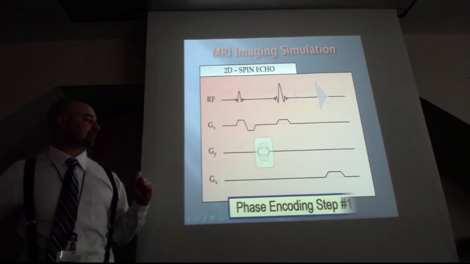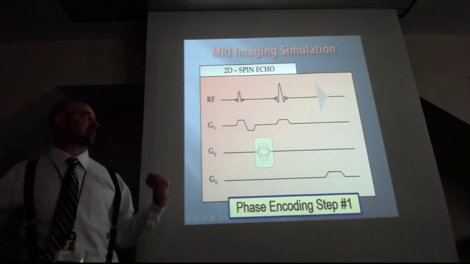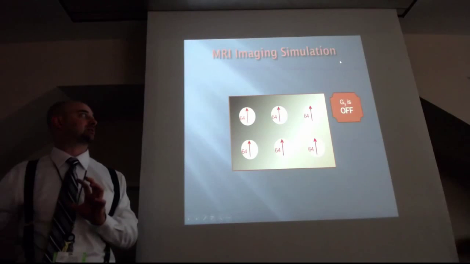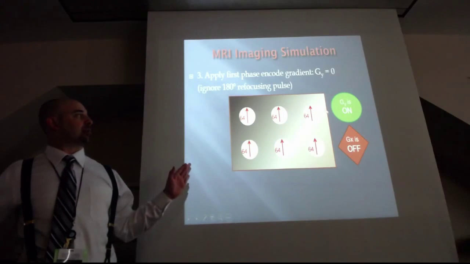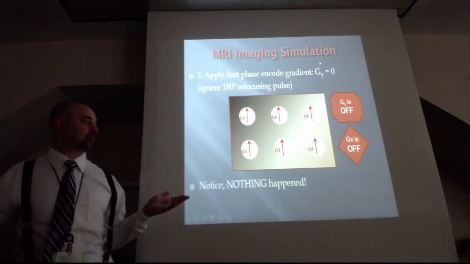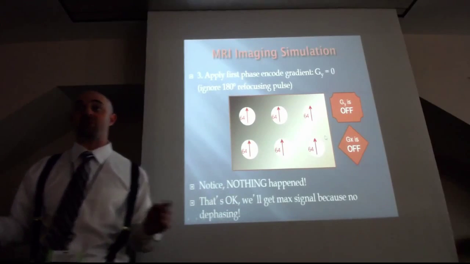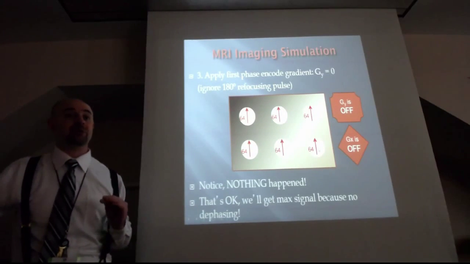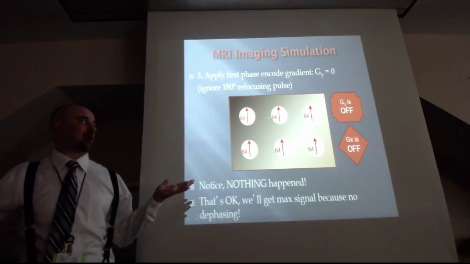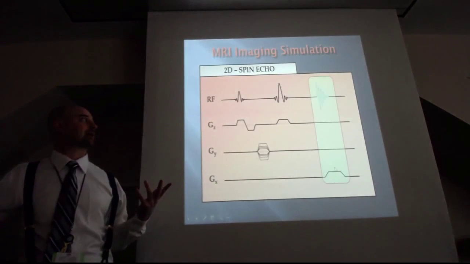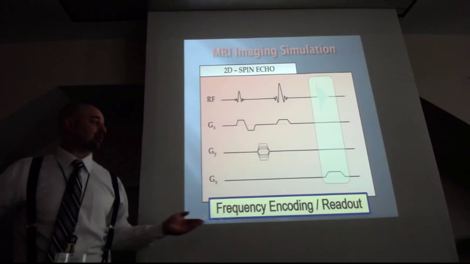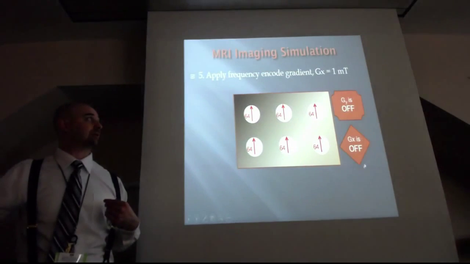Good. So the first thing we do after we've slice selected and developed MXY is a phase encoding gradient. So apply the first gradient. GY is on, GY is off. Nothing happened, right? Well, great. That's expected, because remember I said oftentimes our first phase encoding step is going to be a gradient of 0. So we applied a 0 gradient and nothing happened. All these protons are just spinning at 64 megahertz. So there's no phase offset in our real space anymore, but we're going to move on to our frequency encoding and readout.